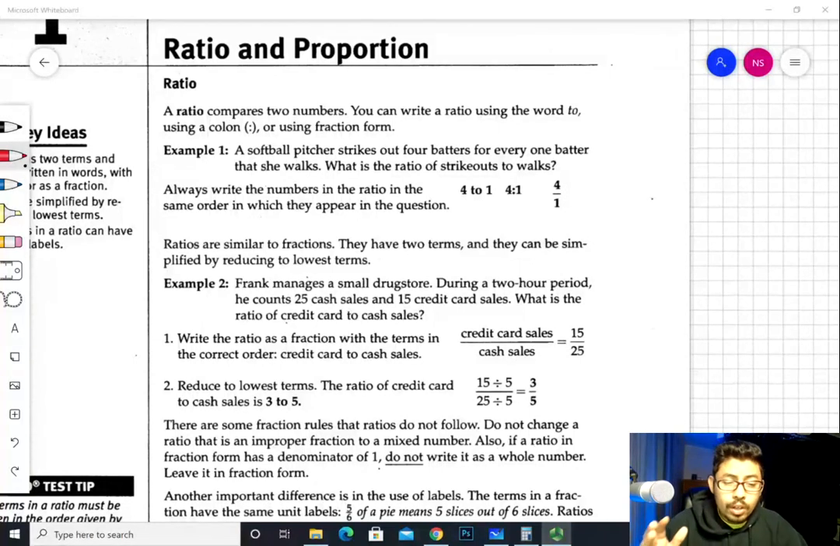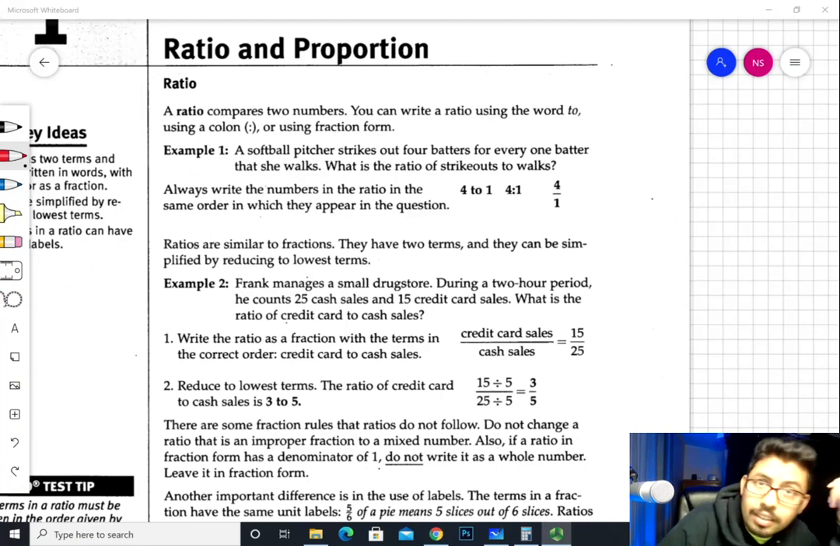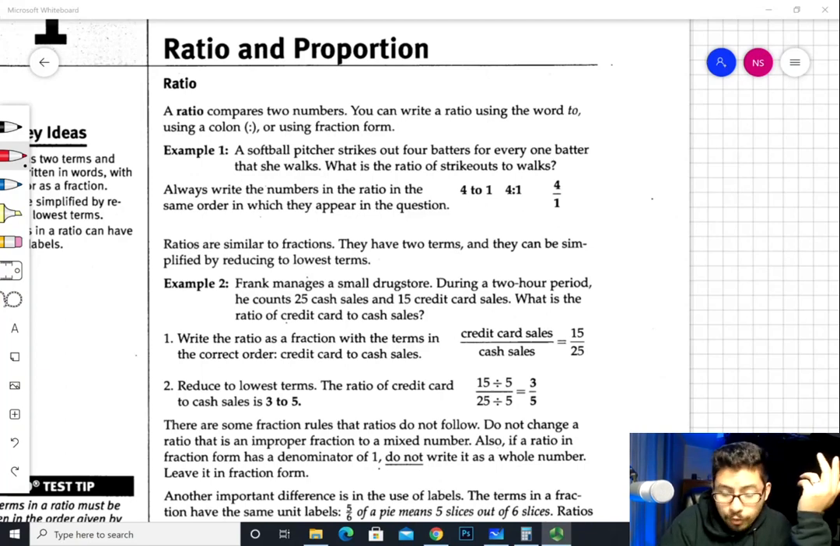So, ratios, that's what today's lesson is, because you're going to be given a question on the GED that asks, what is the ratio of something to something? We just need to master how to solve those type of questions. A ratio, all it does is compare two numbers.